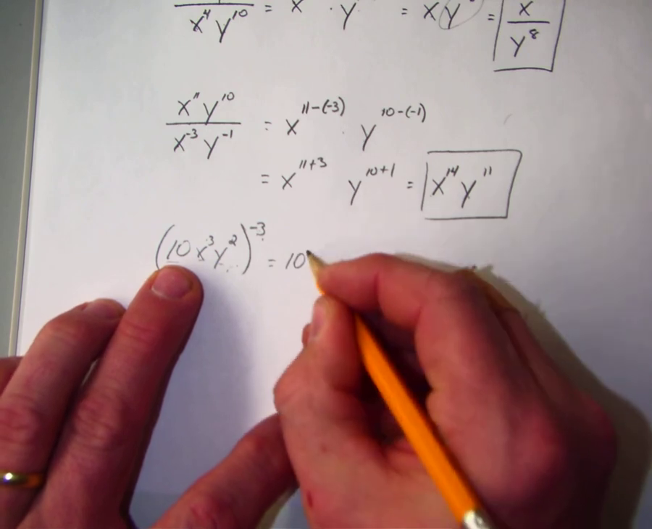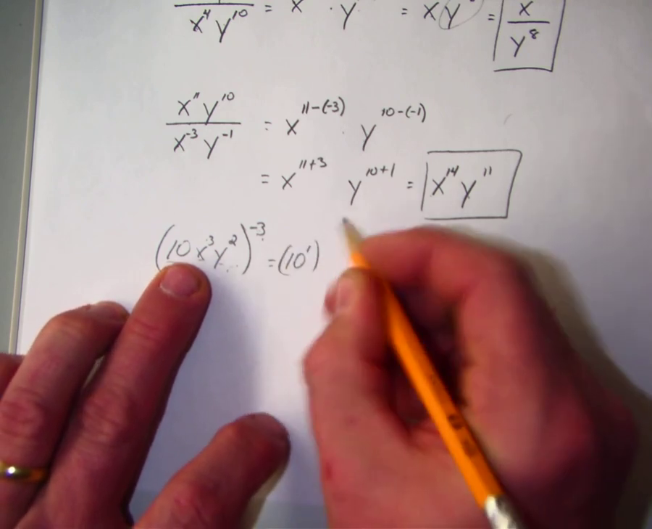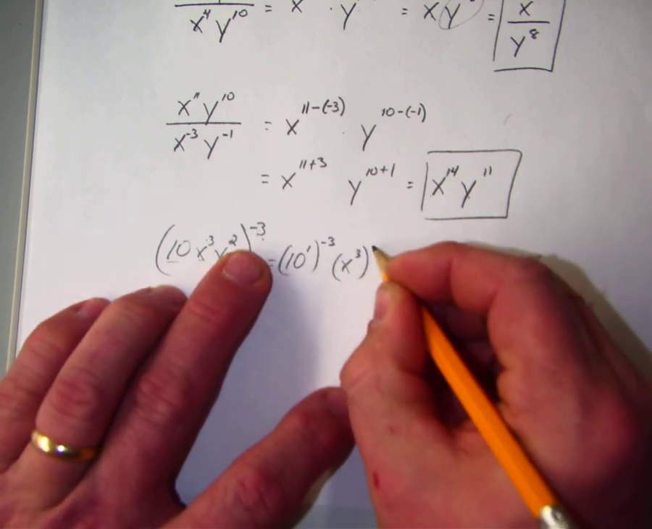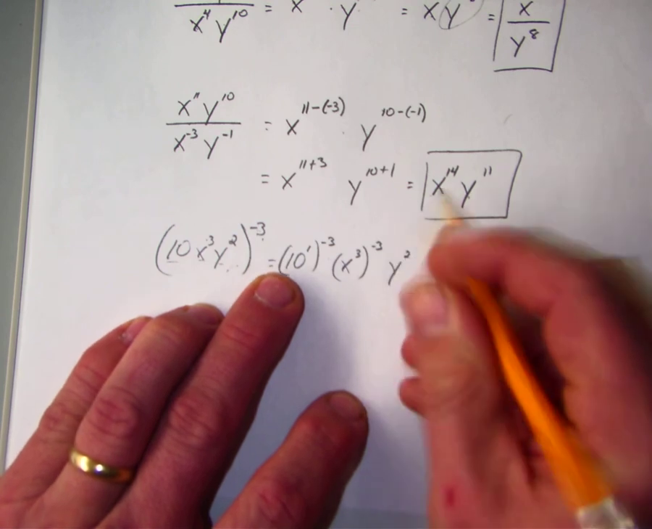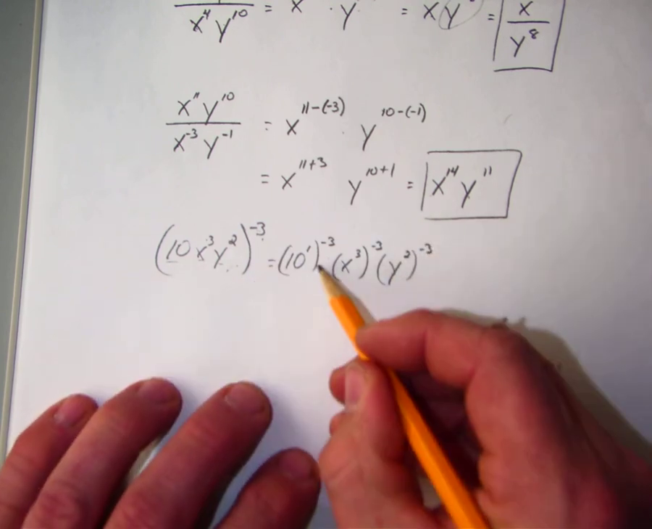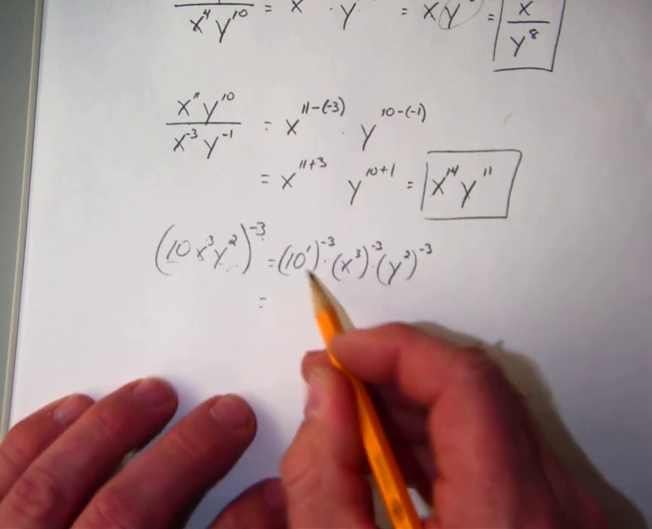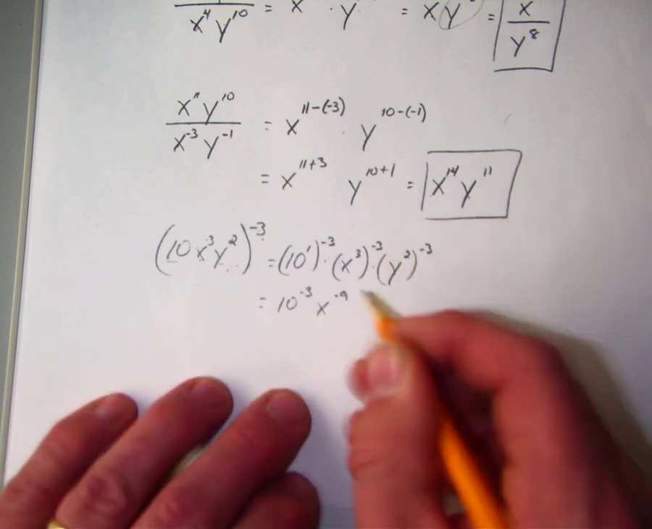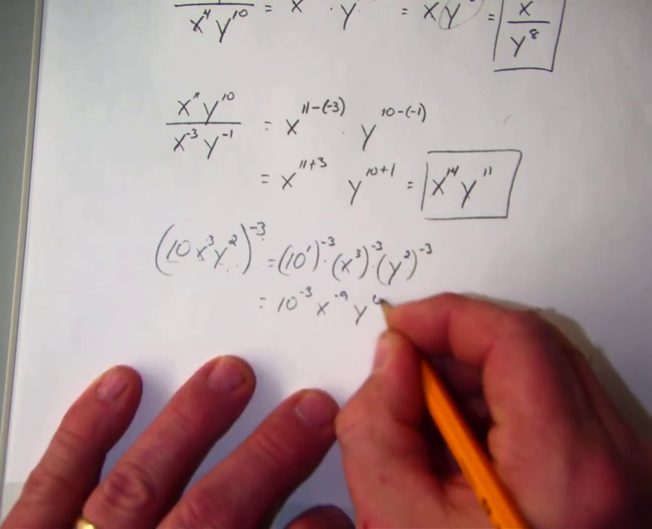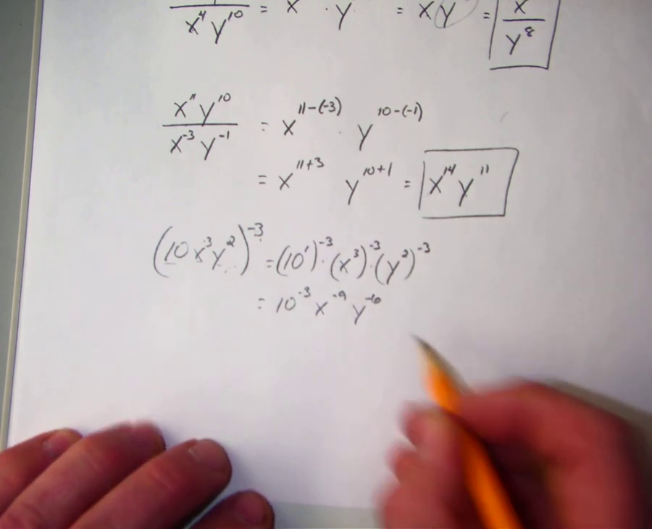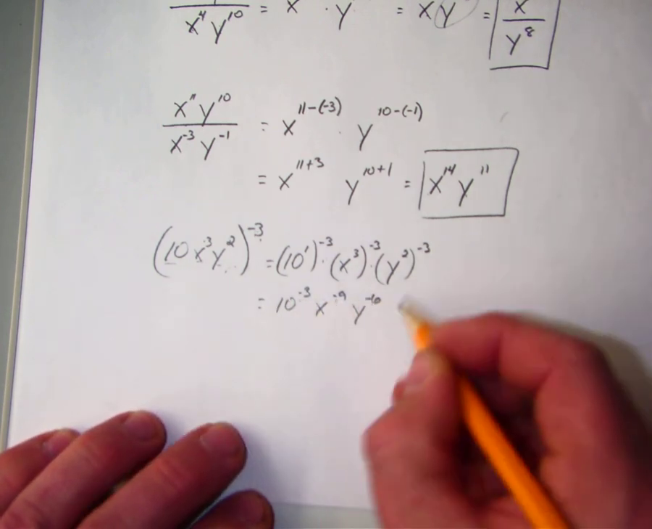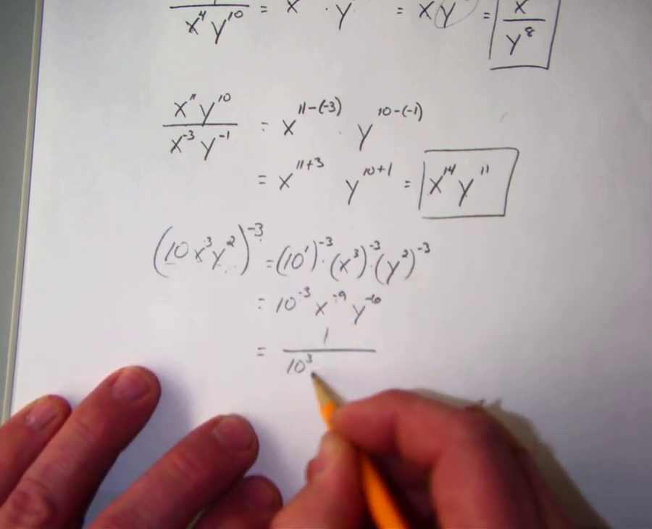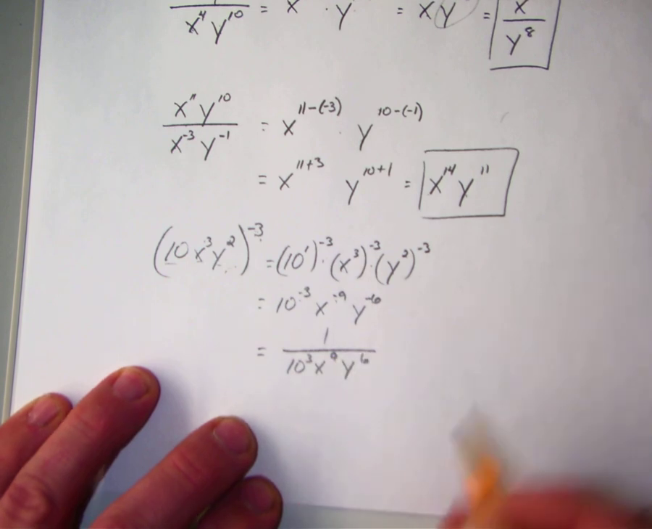So it becomes 10 to the first power to the negative 3 times x to the third to the negative 3rd power, and y squared to the negative 3rd power. This is all multiplication. So this becomes 10 to the negative 3 times x to the negative 9 times y to the negative 6. They all have negatives, so that means they all get flipped. So it becomes 1 over 10 cubed, x to the 9th, y to the 6th.